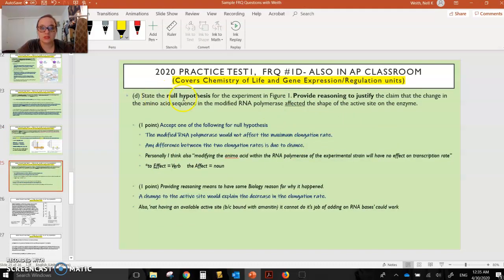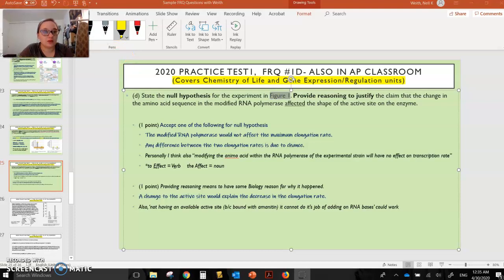And let's see, D, state the null hypothesis for the experiment and provide reasoning. Okay, so state the null hypothesis. You can't just say the thing they did will have no effect. Use the language of the experiment. Go into what that experiment was talking about. So they have the modified RNA polymerase, which is their original experiment, right? What are they changing that they did? And it's for figure 1, right? So they're not talking about amitin not having an effect.